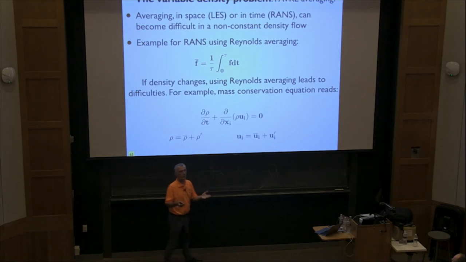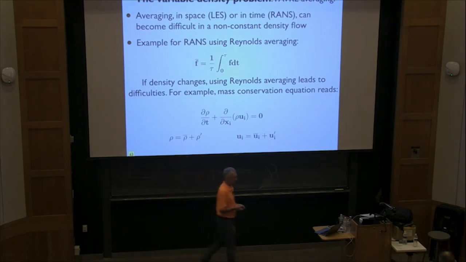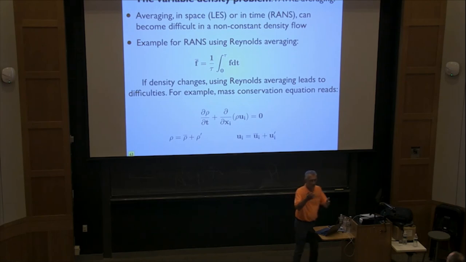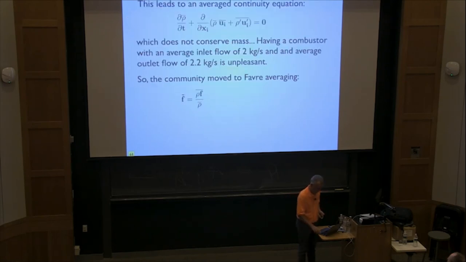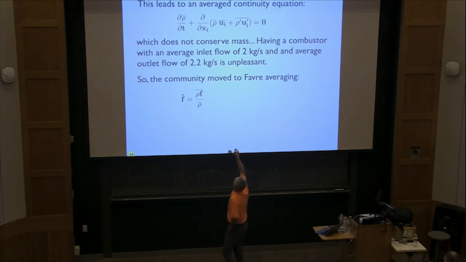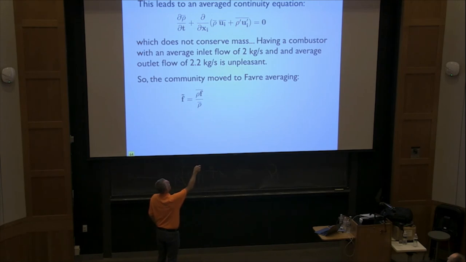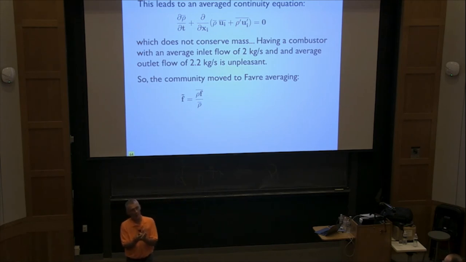A few things will go away. For example, d/dt of rho bar, if I do time averaging, will go away because rho bar is constant. But a few terms will be left. And those of you who have done turbulence modeling know where the problems come from. We have nonlinear correlations which don't go away. And we have this term which actually stays there: the average of rho prime u prime. It's not zero. The average of rho prime is zero. The average of u prime is zero. But the average of rho prime u prime is not zero.